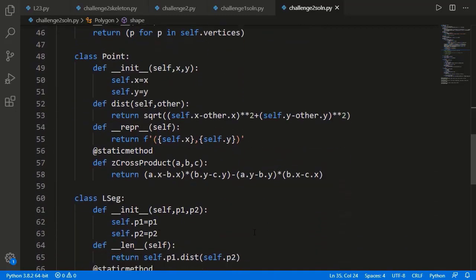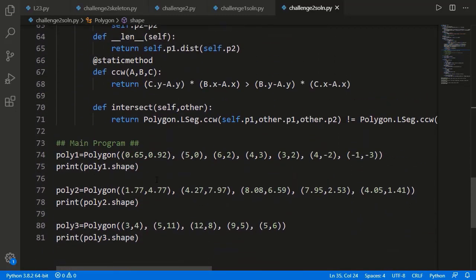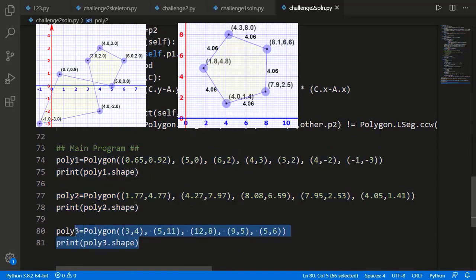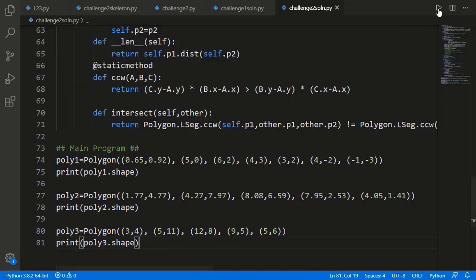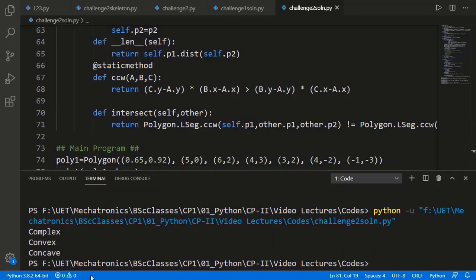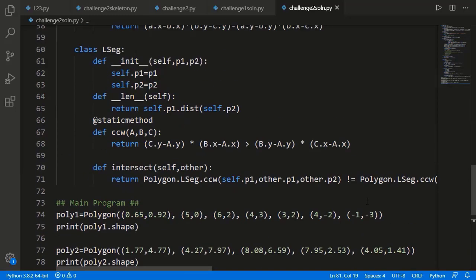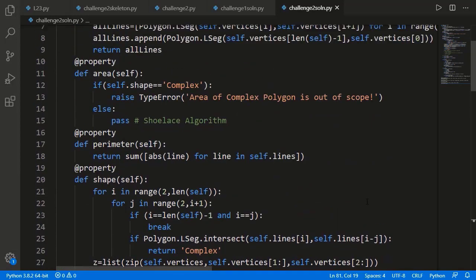So let's test this on 3 polygons, where first is complex, second is convex, and the third is concave. And the result is correct for all 3. You should check it for the other polygons given in the PDF document in both clockwise and counterclockwise direction.